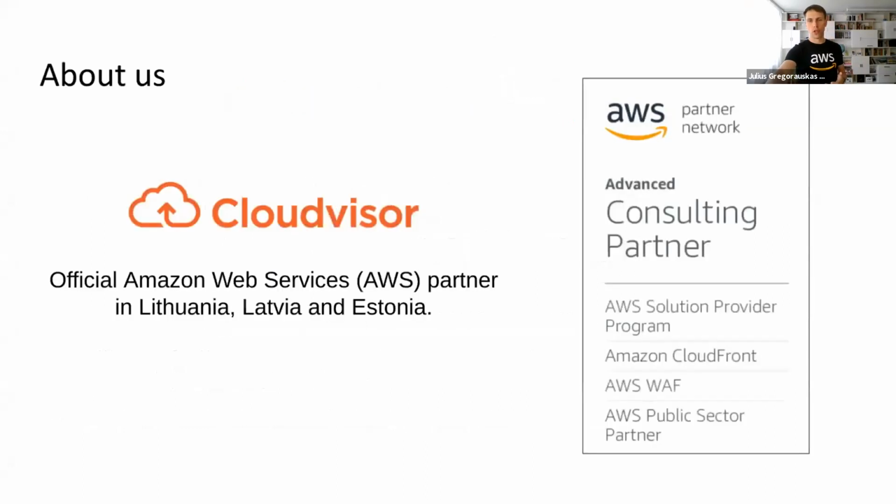For those who do not yet know CloudWiser, just a brief idea of what we are and what we do. We are an advanced tier AWS partner operating in the Baltic countries. That means Lithuania, Latvia, and Estonia. And we have a very special focus on AWS Edge services like Shield, CloudFront, and WAF, and that's why you see CloudFront and WAF mentioned in our AWS partner badge, because we're focusing on that and are accredited especially on those services.